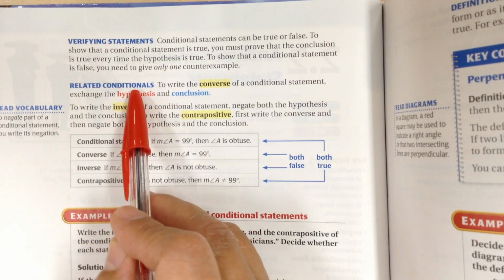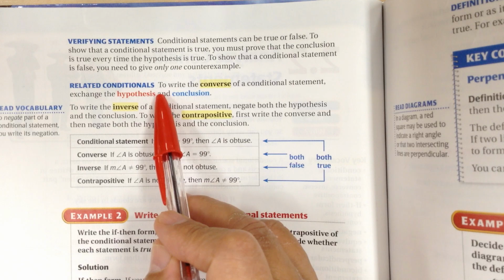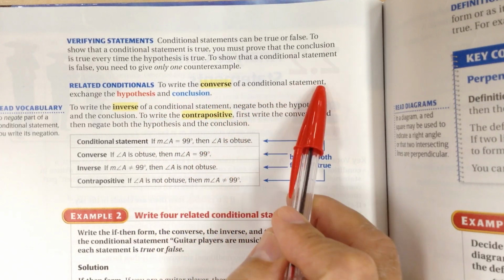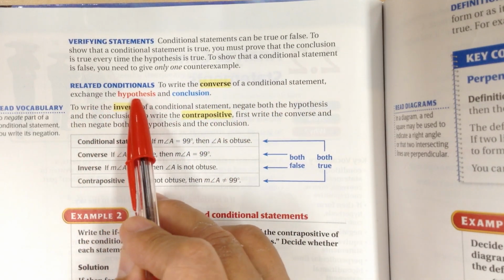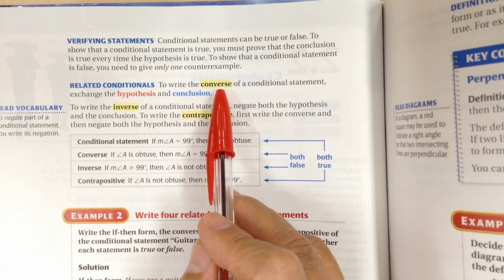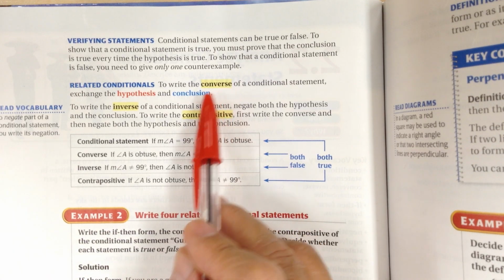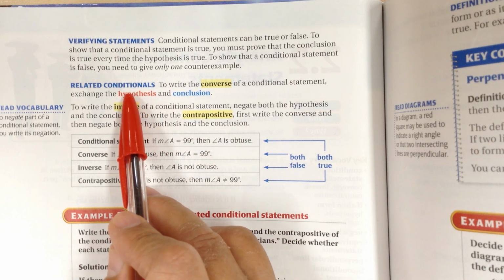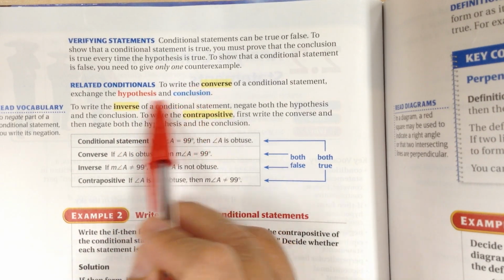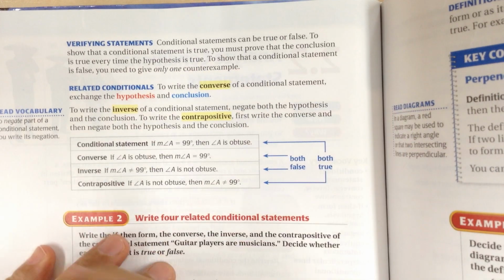paragraph. It says related conditionals. To write the converse of a conditional statement, exchange the hypothesis and the conclusion. So converse is like commutative. You switch the order of the two. The hypothesis becomes the conclusion, and the conclusion becomes the hypothesis. So you just switch the two parts.